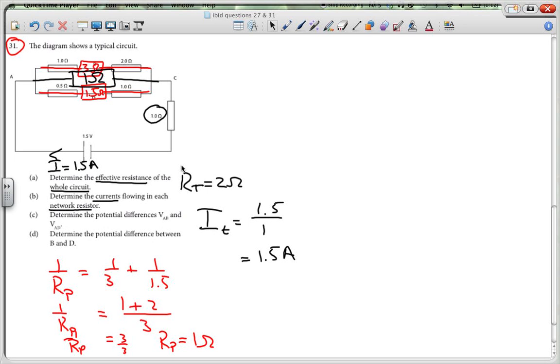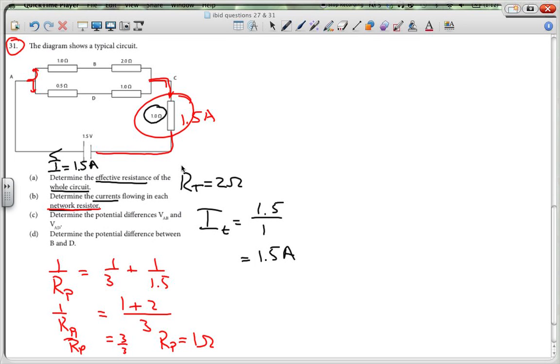Okay, so if I just now take that away, we've got a good idea of what's going on there. I now want to work out the currents in each network resistor. So basically this 1.5 amps is going to flow. It's going to divide here like that, and then it's going to come back. So I know, for instance, that through this resistor over here, it's also going to be 1.5 amps, because all the current will come back together and will flow through as in a series circuit. But what about through B and D?